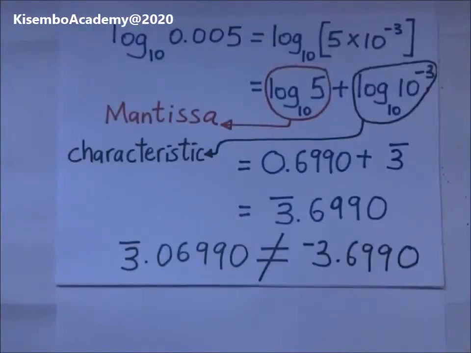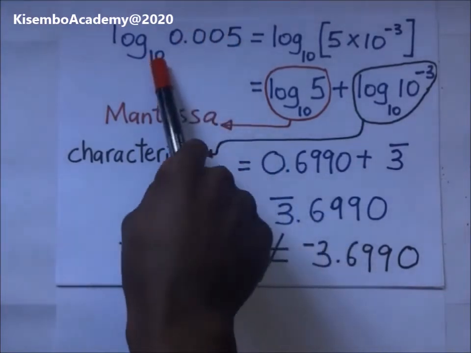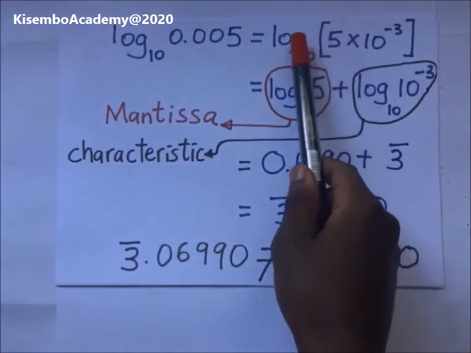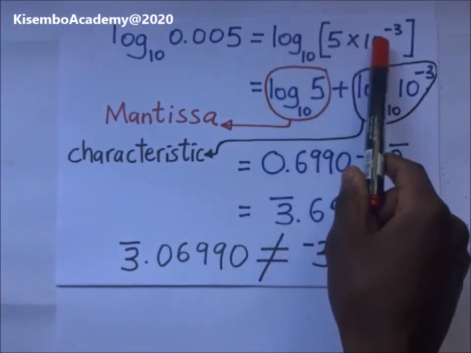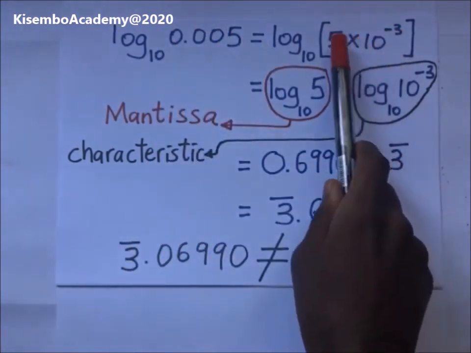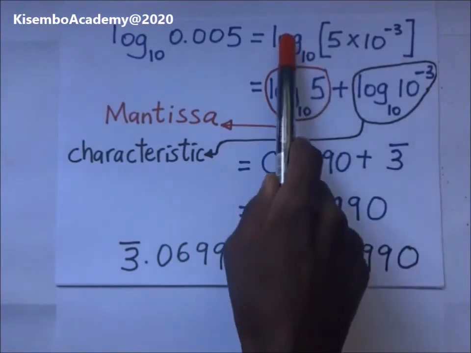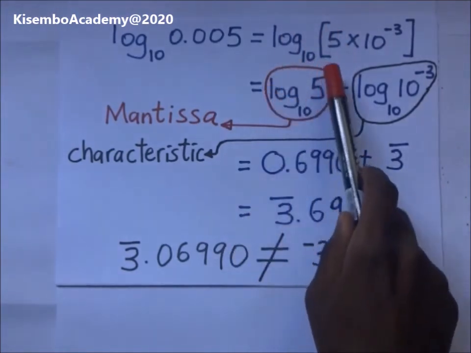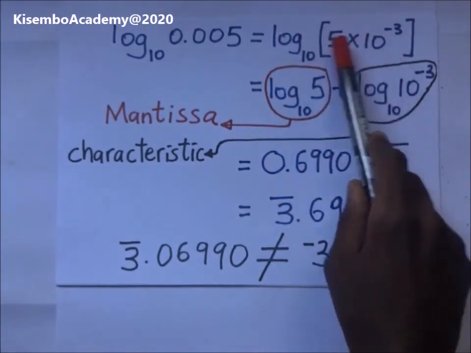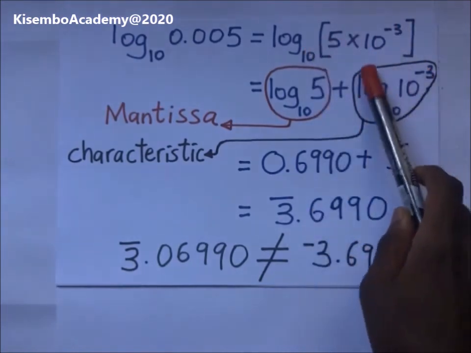In this video, we are going to look at how we handle negative characteristics of logarithms. We have an example, an illustration on our screen. If you look at the logarithm of 0.005 base 10, turning this 0.005 into standard form is going to be log to the base 10 of 5 times 10 to the power negative 3. This is the standard form of this number. Now, because it is in brackets, when you open these brackets, you're going to have log of 5 base 10, which is this, plus, since this is multiplication, plus log of 10 to the power negative 3 base 10, which is this.